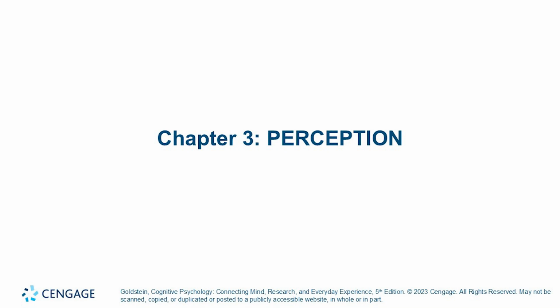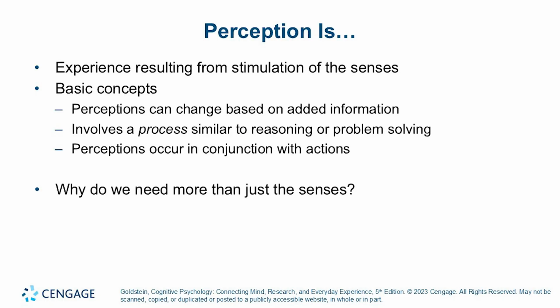Welcome. Today we're going to talk about Chapter 3 on perception. And perception is essentially how our mind builds a representation of the outside world based on the information that it receives from the senses. So, as I already mentioned, perception is essentially how we experience the world.